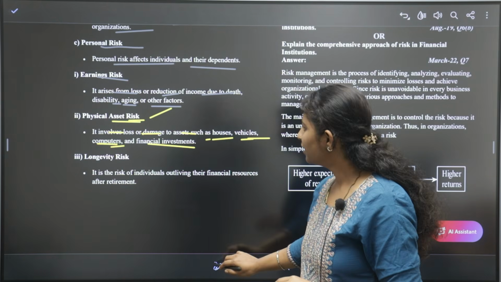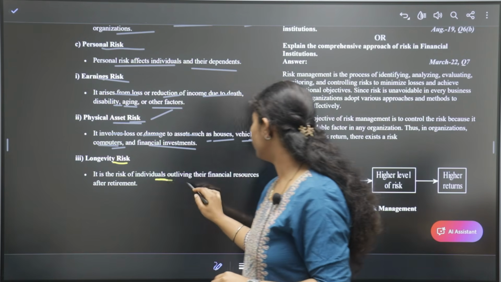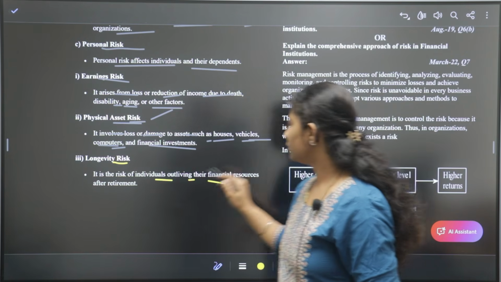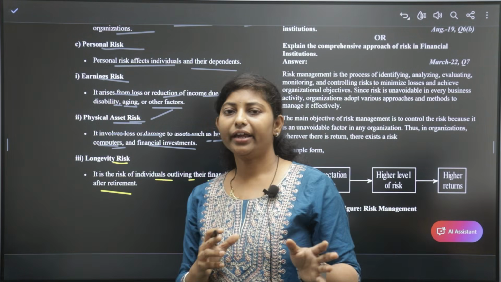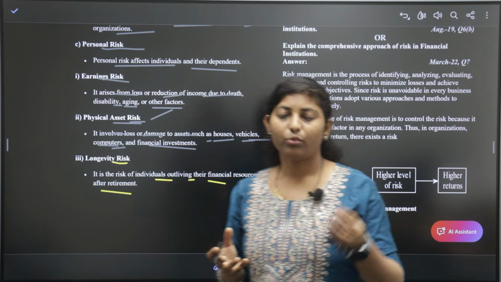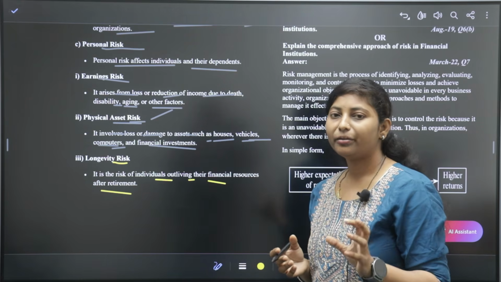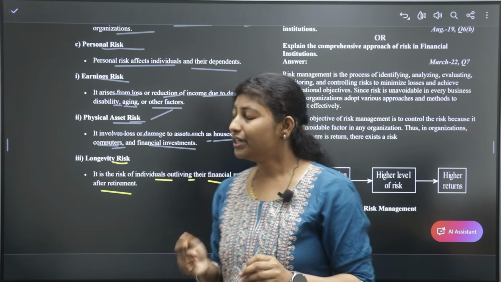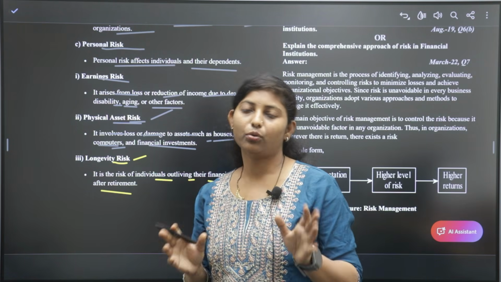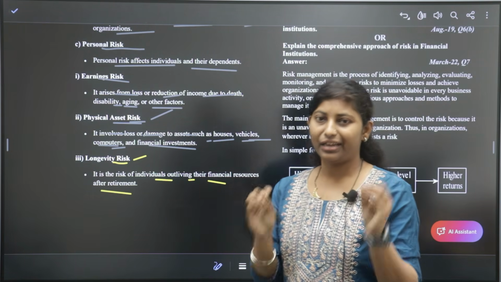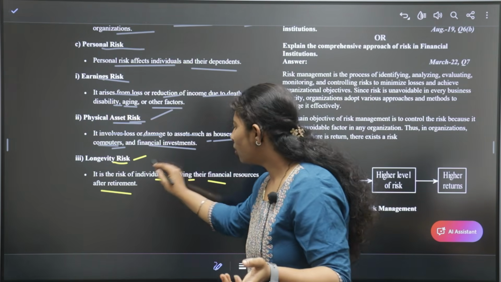Next we have longevity risk. Here it is nothing but an individual outliving their financial resources after retirement. You are doing the job, but suddenly you get retired and your income, whatever the salary or retirement amount, is going to reduce. You are unable to survive on such an amount. Such risk we call longevity risk. When you suddenly get retired and the lump sum amount you get is very little compared to your salary, and you need to survive on it, we call it longevity risk.